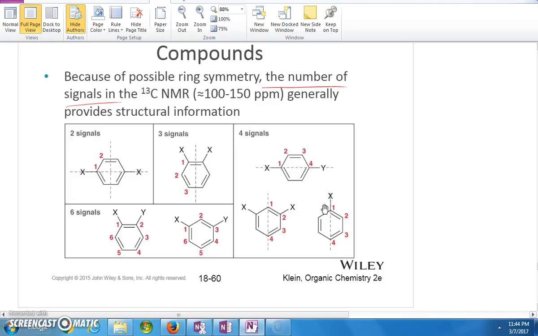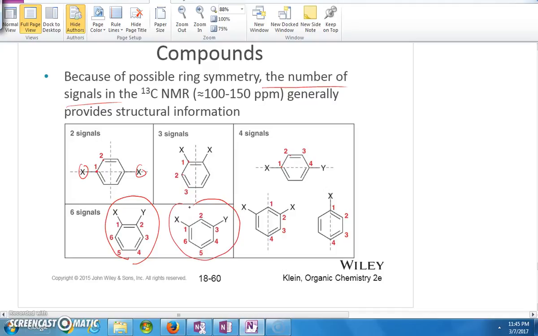in this case you have para. I'm sorry, this is for carbons. This is for the C13. You're going to have 2 different carbons. You're going to have 1, 2. And then here you're going to have 3 different carbons. And here you're going to have 4 different carbons, depending on what you have. And here you're going to have 6 different carbons. And here 6 different carbons as well.